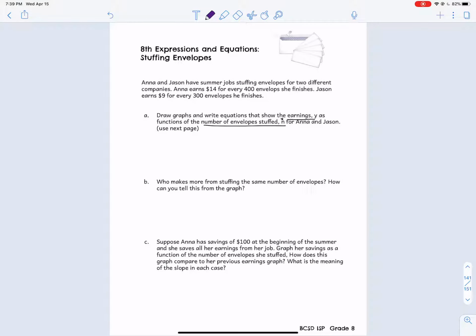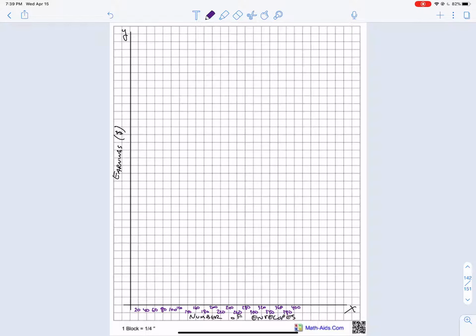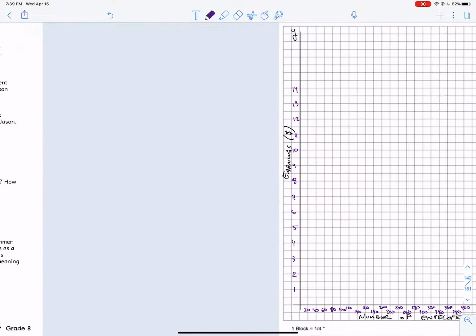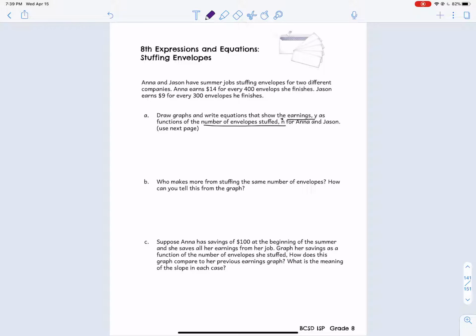And then earnings, just $14. So we don't have to go up by very much. Maybe I'll do those as 1. So 1, 2, 3, 4, 5, 6, 7, 8, 9, 10, 11, 12, 13, 14. Okay, that's enough. All right, so let's first graph Anna, and let's do her graph in green.